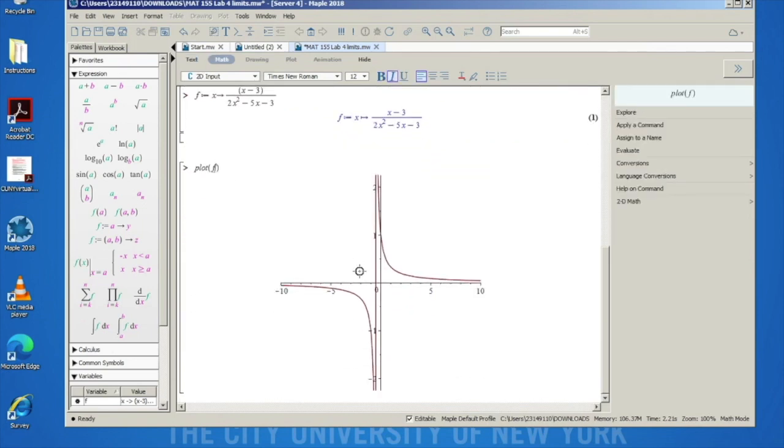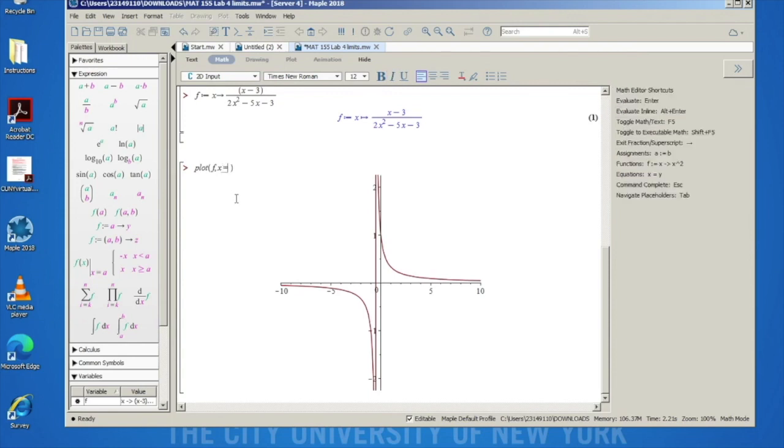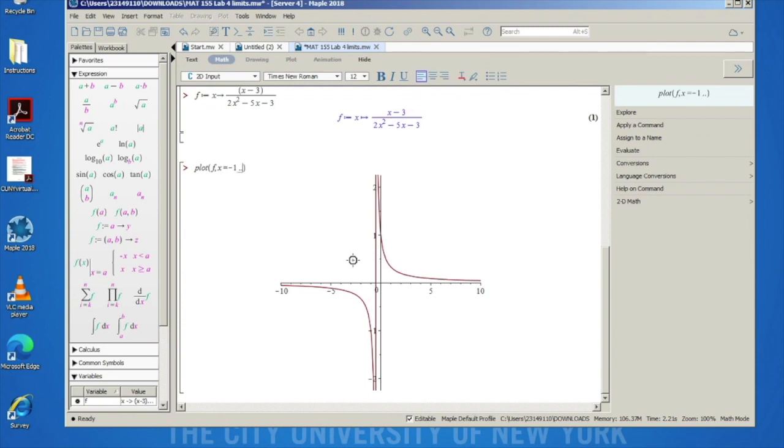So right now, the graph of f is zoomed out. I'm looking at it from minus 10 to 10. I do not want to look at it from so far away because I'm trying to focus on this point right here, where this vertical asymptote is occurring. So for me to zoom in or out of the function, I will put a comma in the plot after f, and I'll put x equals, and then I'll define the points that I want to be close to. Let's say this is -1, so let's go from -1 to 1. So what I did was I put -1 dot dot 1.